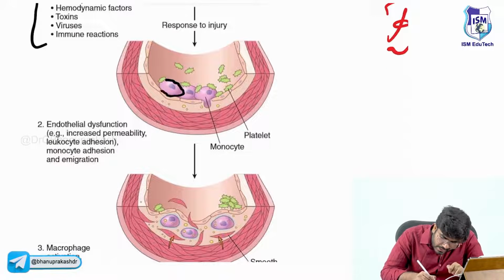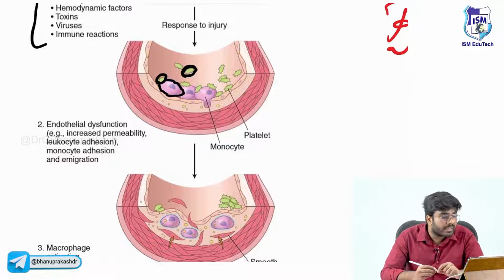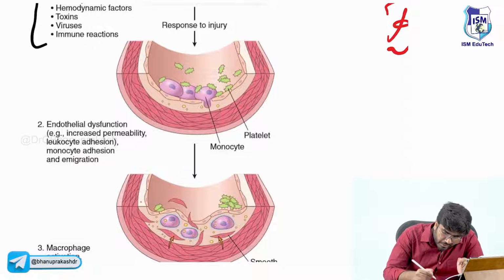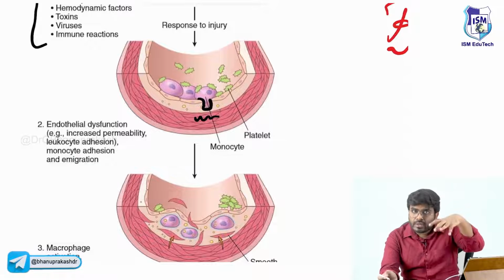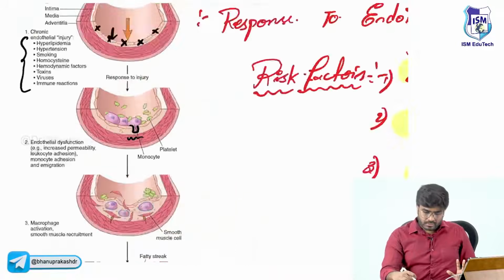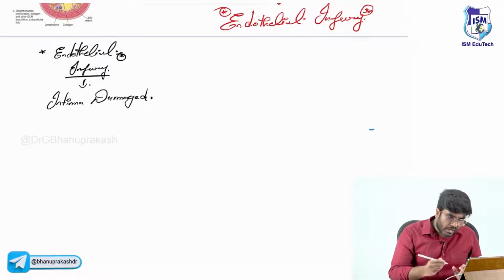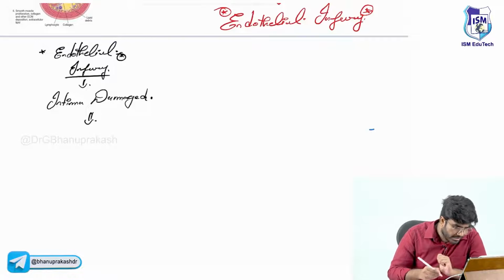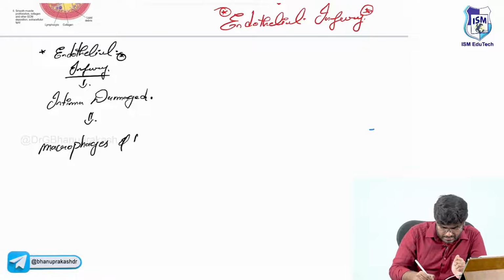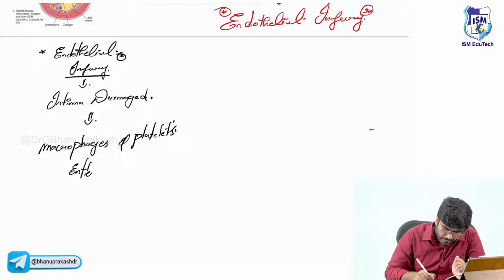There are certain cells. The platelets, these green color cells, are the platelets, as well as this pink color cell. Where the endothelium is damaged, look carefully here, they will start to enter into the tunica media. First they will come into the intima, later they will go into the tunica media. So let's write one by one. Intima is damaged. After the intima is damaged, macrophages and platelets will enter into the intima.